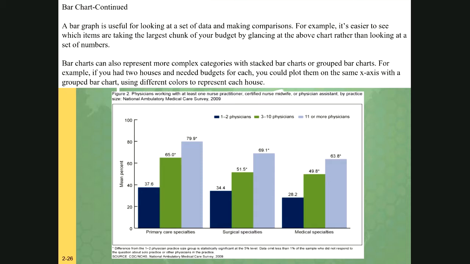And you see, this is probably a better well-designed chart. You have a title at the top. You have a legend that tells you what the colors represent. And then at the bottom on the horizontal axis, you have the different categories: primary care specialists, surgical specialties, and medical specialties. And you have, I believe those are percentages there.